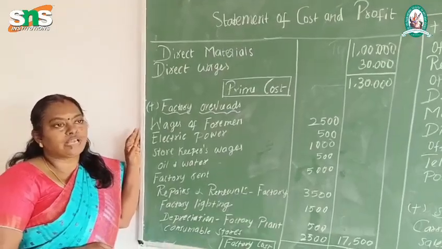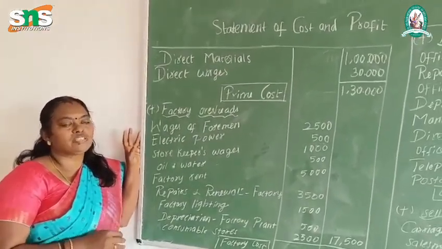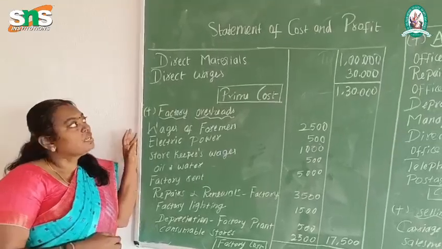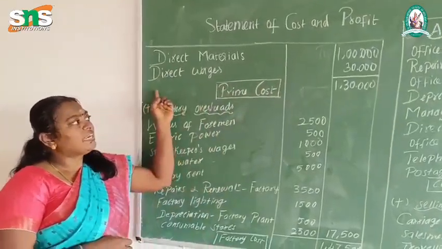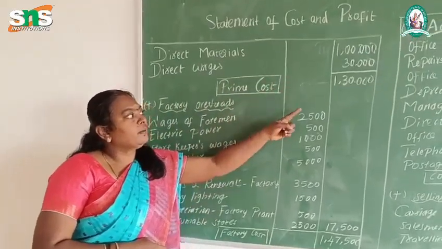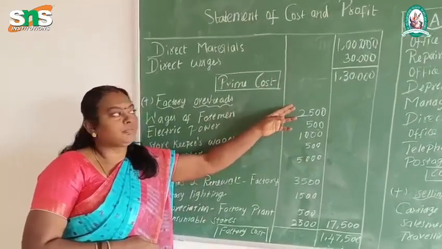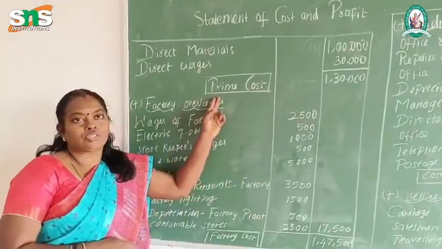First of all, we have to calculate direct materials or direct wages, whatever they have given. Direct materials, the amount is 1 lakh. Direct wages is 30,000. So, totally the amount will be 1,30,000. This 1,30,000 is named as prime cost.